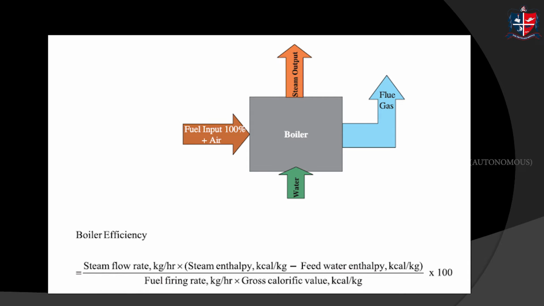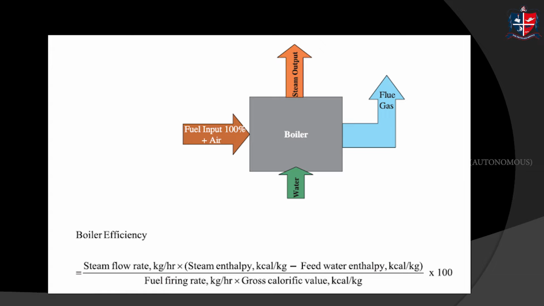How much energy is there in the steam that has come out? That is steam enthalpy minus feed water enthalpy. Enthalpy is nothing but the energy per kilogram. So we give some water, that is the feed water, and steam is generated here. The difference between these two enthalpies multiplied by the rate at which steam comes out should give you the steam output. Hope that is clear. That is the numerator of the equation.